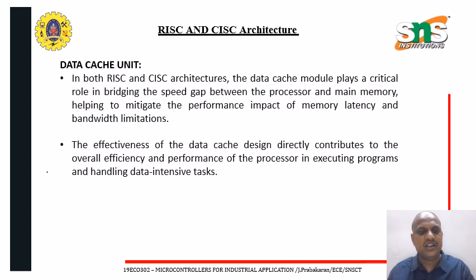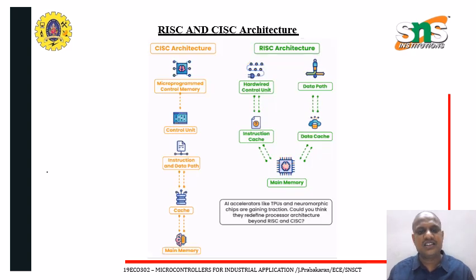The data cache unit is present in both the CISC and RISC architectures, and it plays a critical role here. The main thing is that the speed gap between the processor and the main memory is dealt with. That's the main important thing, and the performance impact will be high. Also, the data cache design directly contributes to the overall efficiency, and automatically the performance and the execution of programs handling data-intensive tasks. So this is the simple RISC and CISC architecture for understanding purposes.